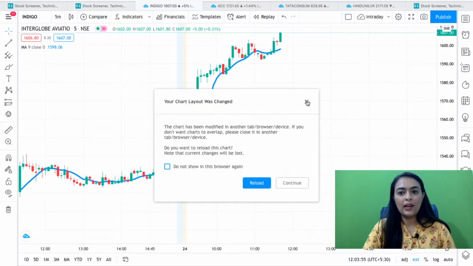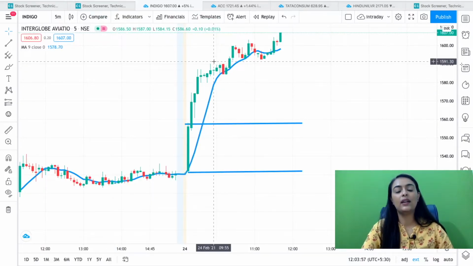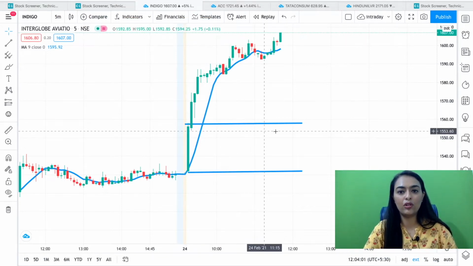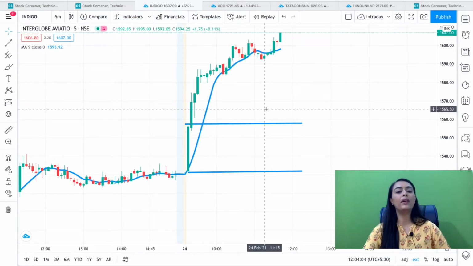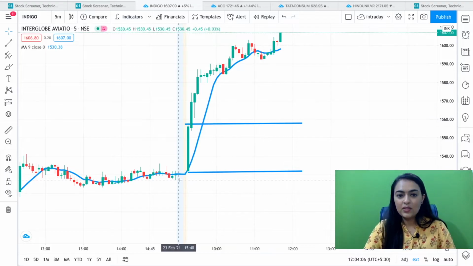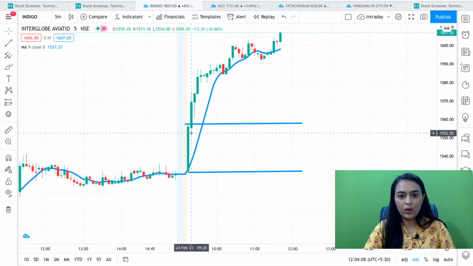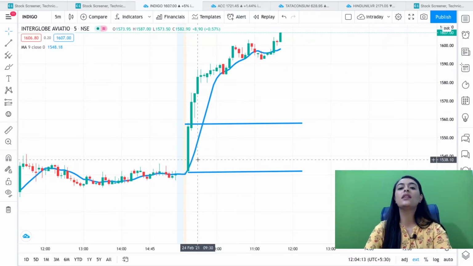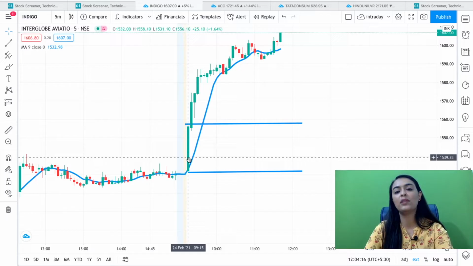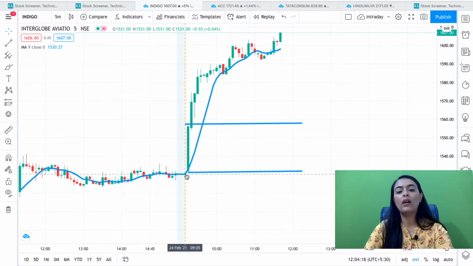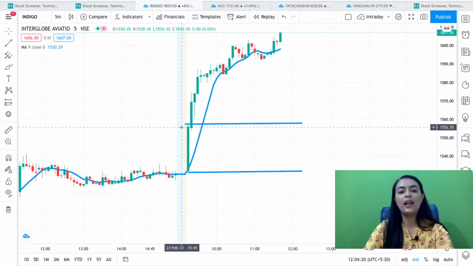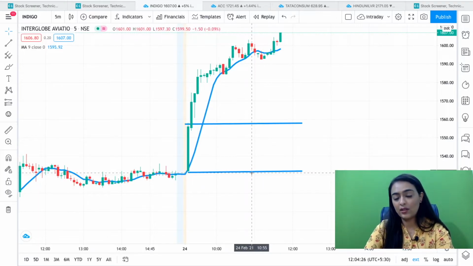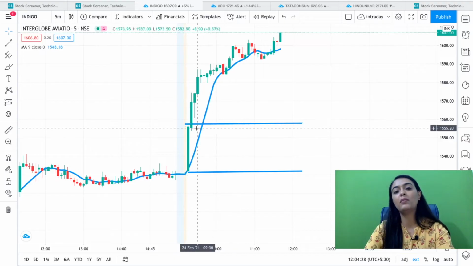Let us analyze this technique using charts on tradingview.com. First we will go for open low stocks. I've chosen Indigo here. We are going to take the first 5-minute candle as our reference candle. This is our first 5-minute candle, and we are going to mark the low and high of this candle. In open low, the low of the candle will be our stop loss, and the high of our candle will be our entry point.